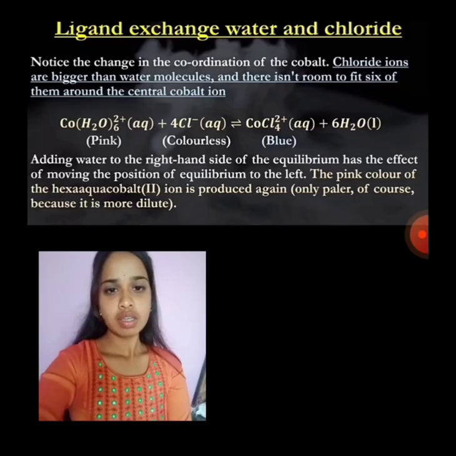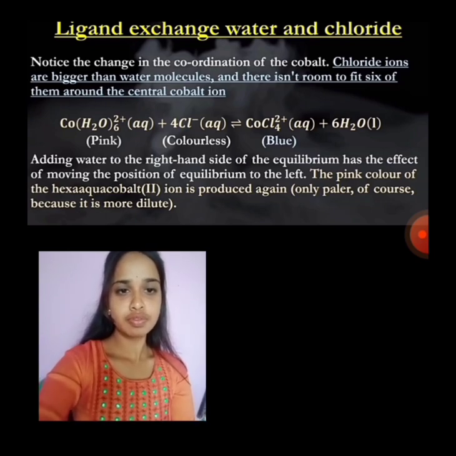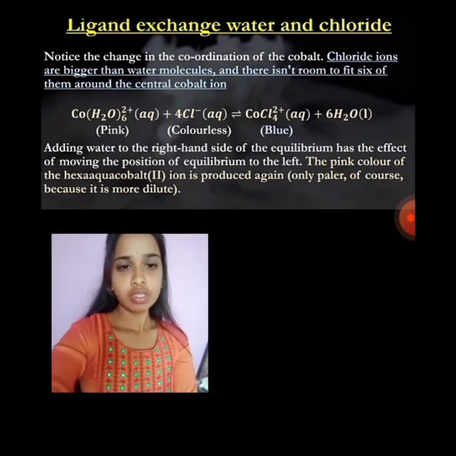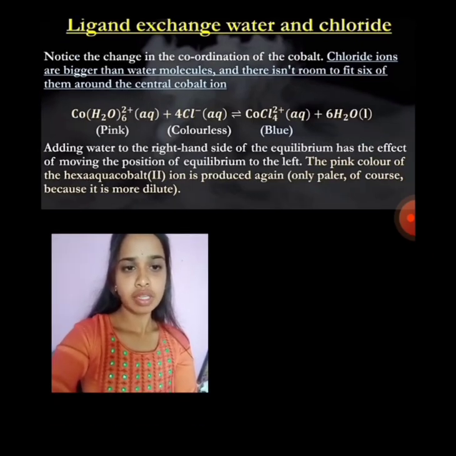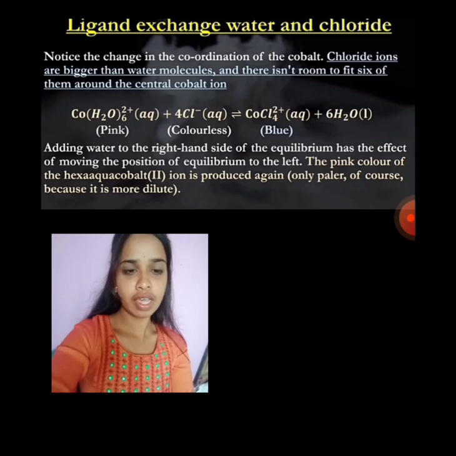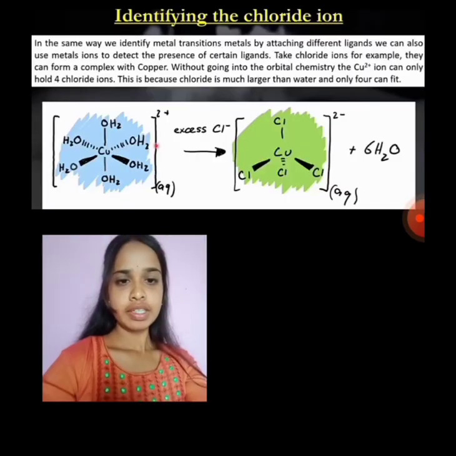Chloride ions are bigger than water molecules and there is not room to fit 6 of them around the cobalt ion. Adding water to the right-hand side of the equilibrium has the effect of moving the position of equilibrium to the left. The pink color of the aqua cobalt(II) ion is produced again, only paler of course because it is more dilute. Identify transition metal by attaching different ligands.